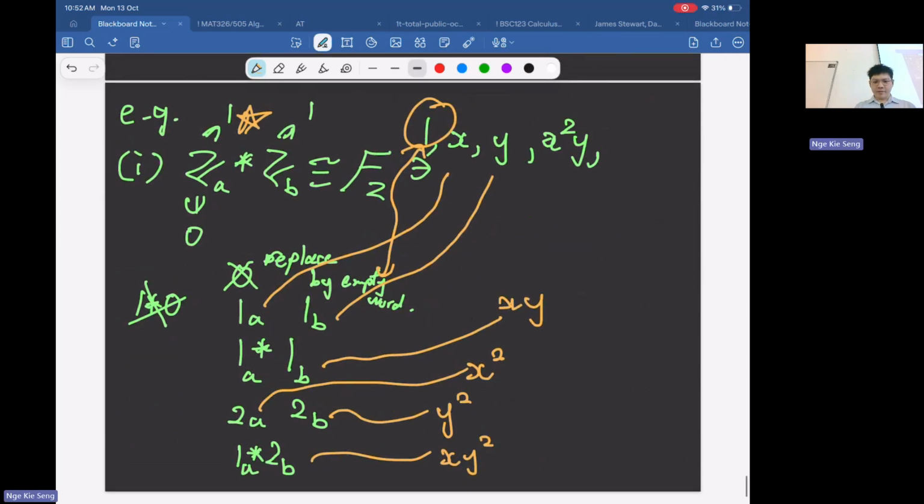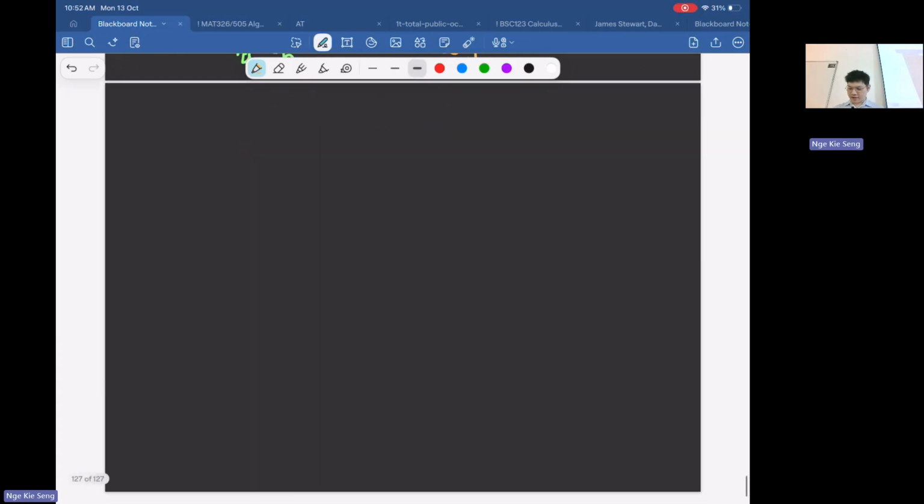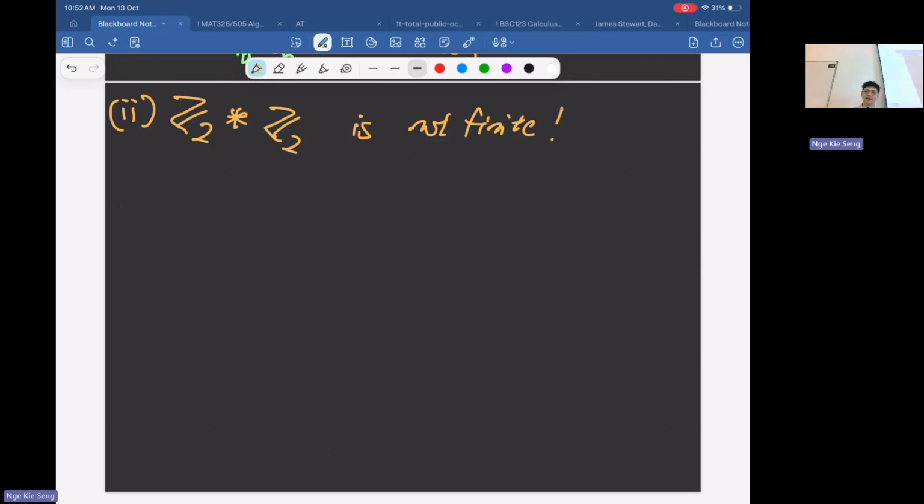Okay. Maybe we'll continue next time. But another very astonishing fact is that Z2 free product with Z2 is actually not finite, because Z2 cross Z2 has 4 elements, right? But this thing is not finite. Yeah, not finite.